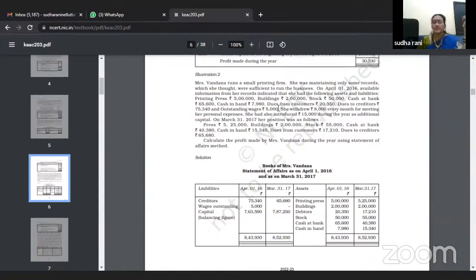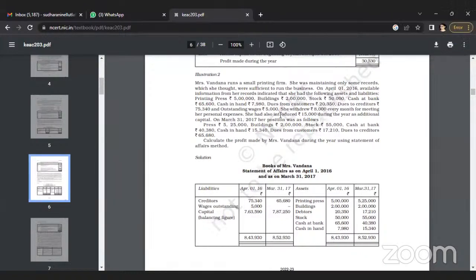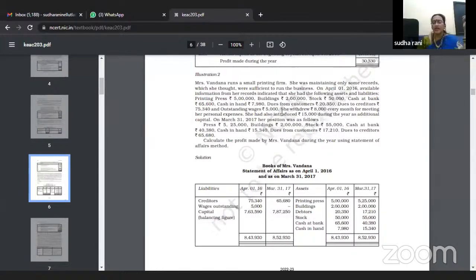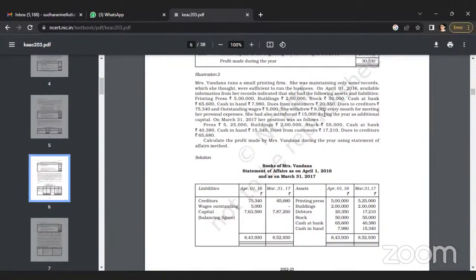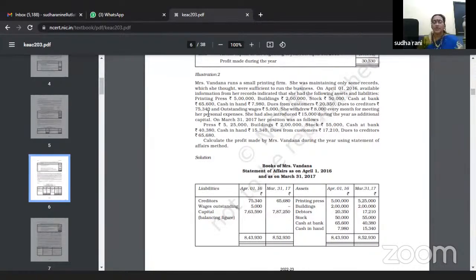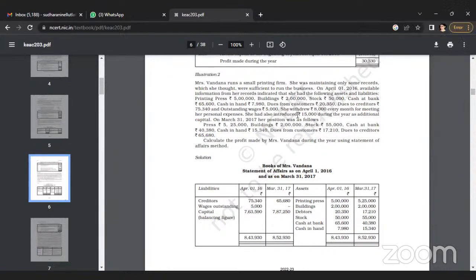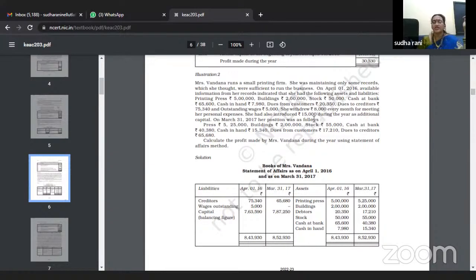Printing press, building, stock, cash at bank, cash in hand, due from customers, due to creditors, outstanding wages are given, and she withdrew 8,000 every month for meeting her personal expenses. Every month 8,000, so 12 months into 8, that is 96,000. And she had also used 15,000 during the year as additional capital. On March 31st, 2017, her position was given.